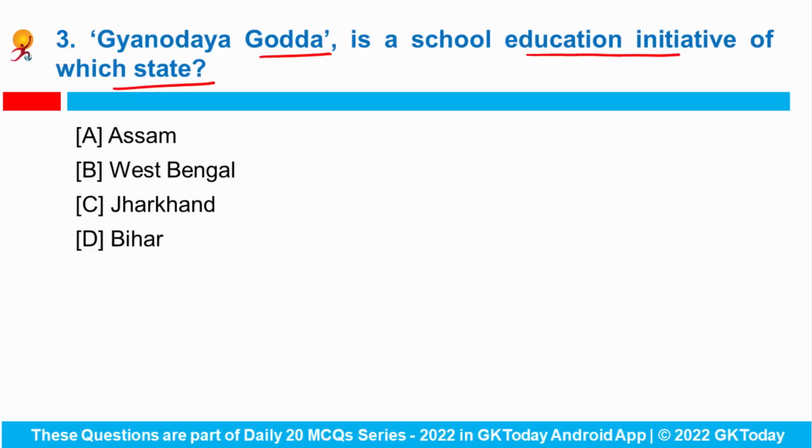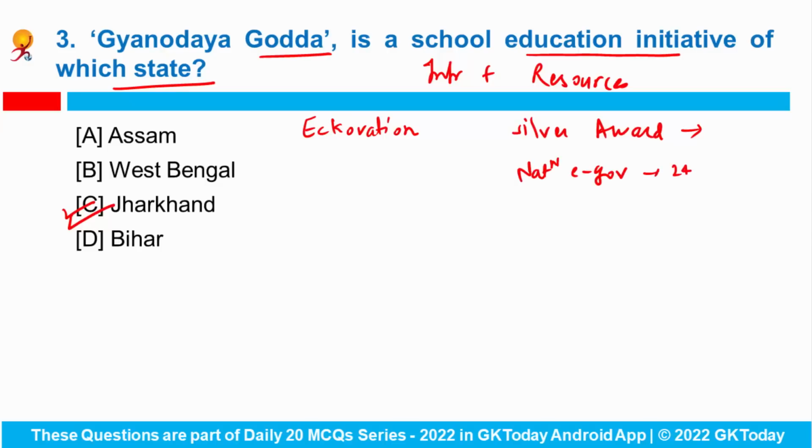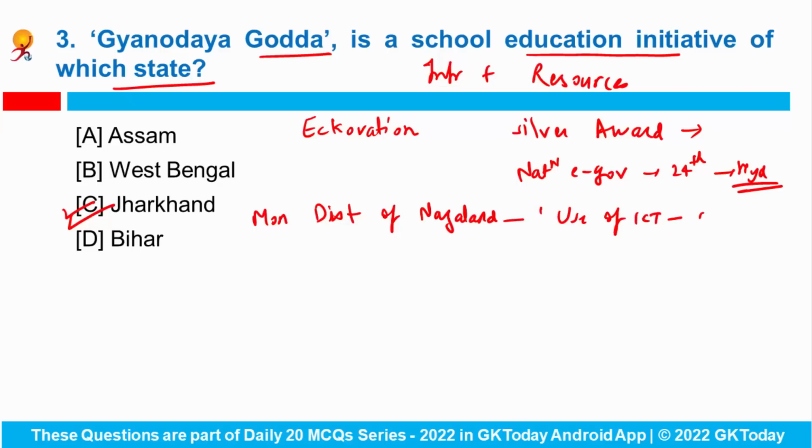So this is a school education initiative launched by Acovation along with Jharkhand's Godda district administration and other partners. So it aims to enhance infrastructure and resources at schools, and the initiative has won the Silver Award recently at the prestigious National E-Governance Award during the 24th National E-Governance Conference that was held in Hyderabad. So Mon district of Nagaland won the national award under the category of use of ICT in the management of COVID-19. Do remember this point, okay?